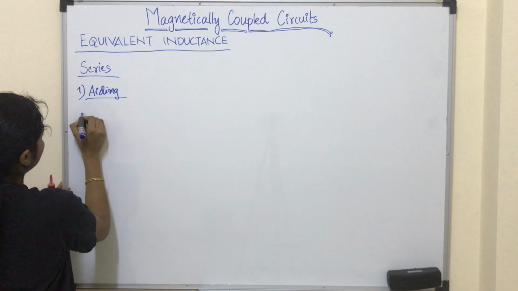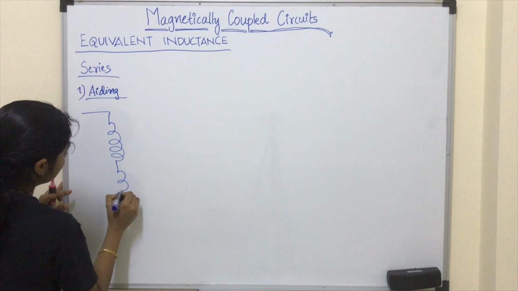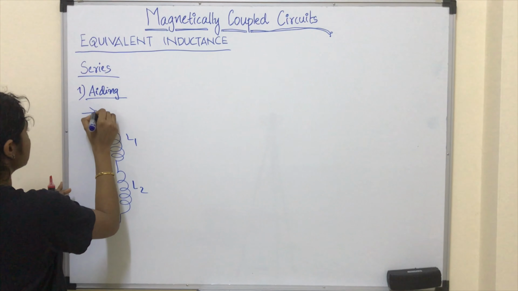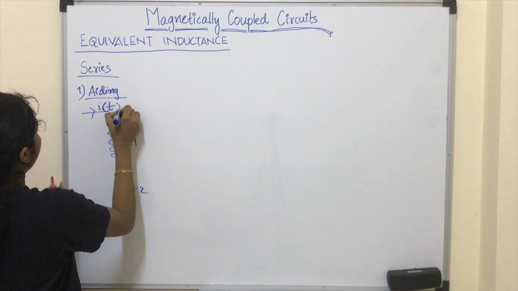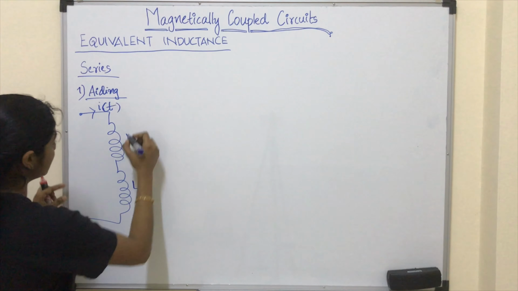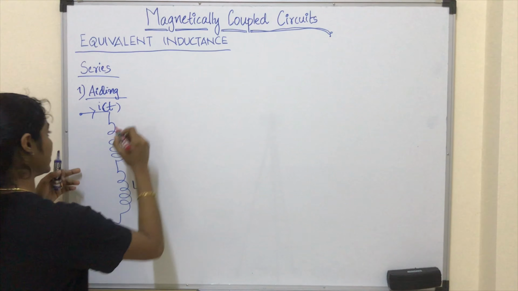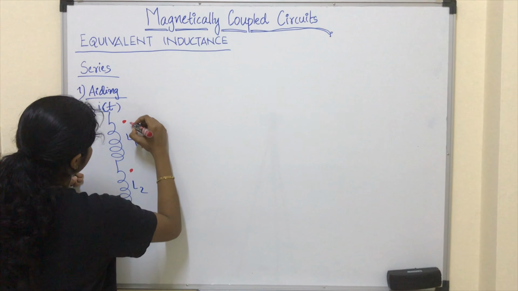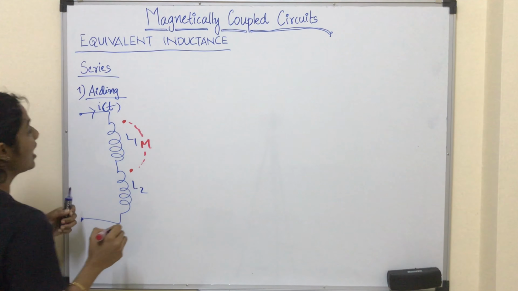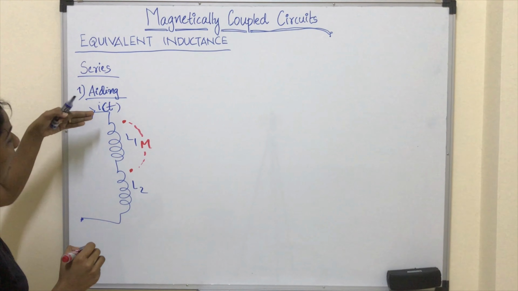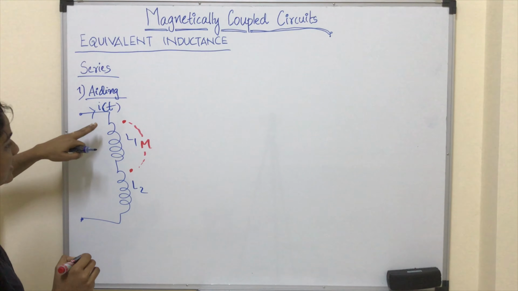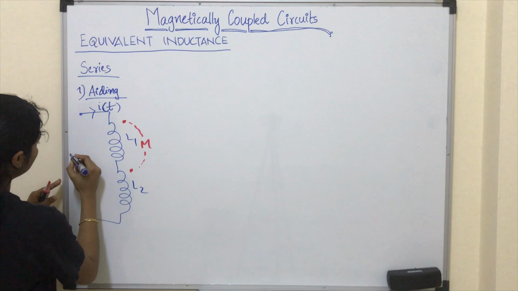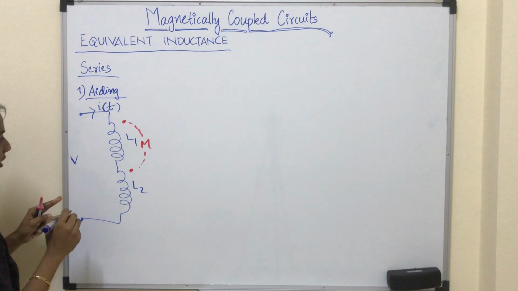For that I am considering two coils L1 and L2 such that they are connected in series, which is excited by a current i of t. And here I am considering a mutual inductance M such that it is aiding in nature. Mutual flux is aiding means I am considering the dot on the entering side of both the coils 1 and 2. You can see like this. And the voltage across this coil be V.